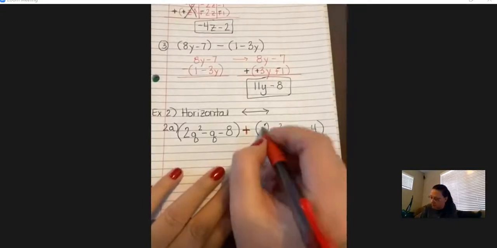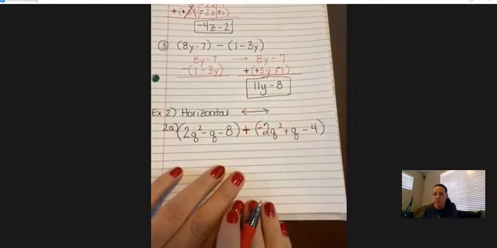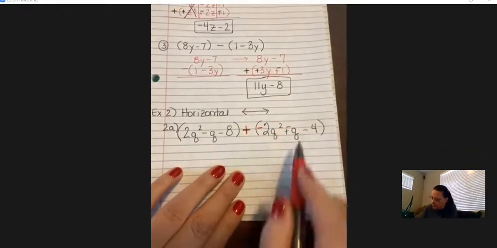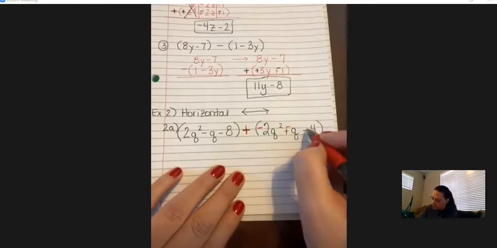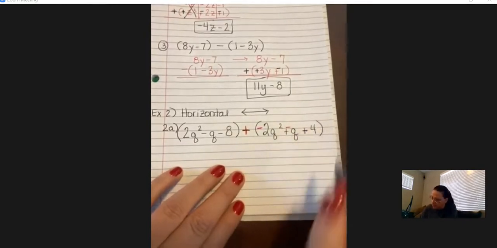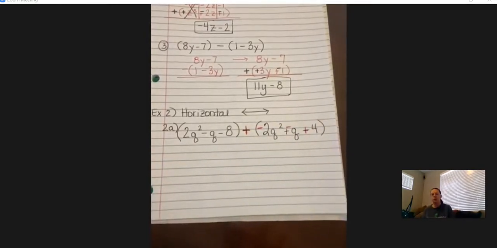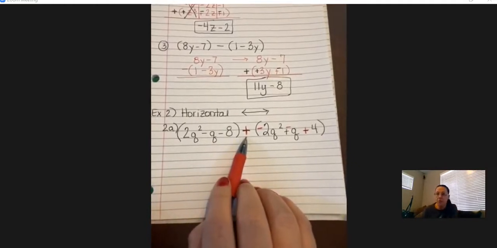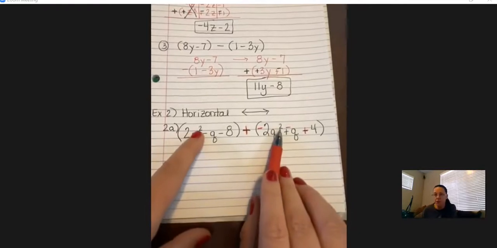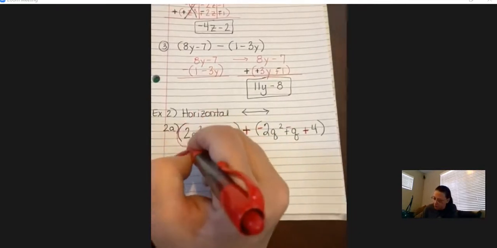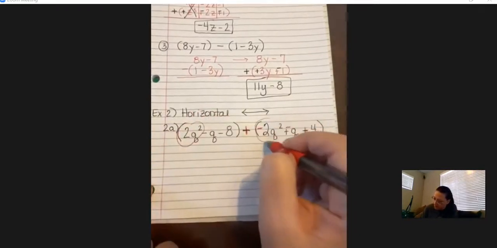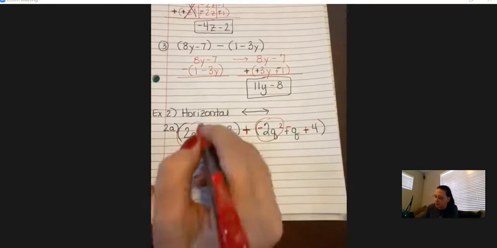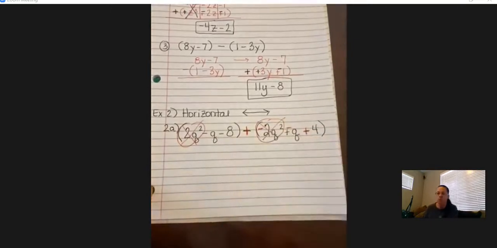So this is a positive 2, so now change it so it's a negative 2. This is a positive q, so change it so it's a negative q. This is a minus 4, so change it so it's a positive 4. Now I'm going to do my combining like terms with just adding. So I'm going to go in order of biggest degree. So these have a degree of 2. So I have 2q squared. And I have negative 2q squared. So positive 2 and negative 2, I have 0 q squareds now.